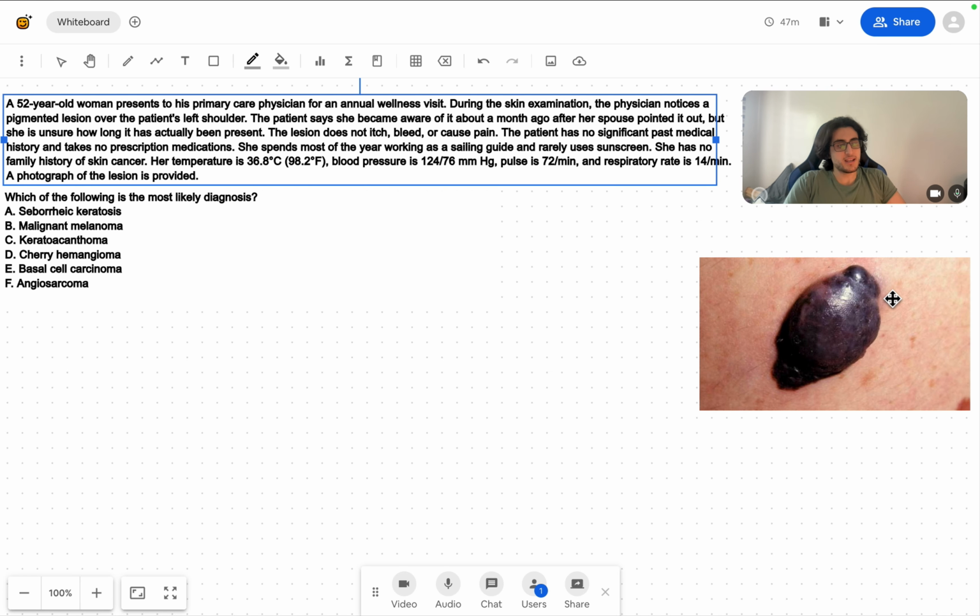And B, malignant melanoma. So with malignant melanoma, we usually use the ABCDE criteria. So asymmetry, border irregularity, and color variation, diameter of more than 6 millimeters, and E, evolving. So it changes in color, in size, but here we are not seeing many of those criteria.